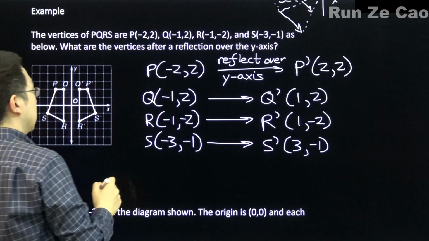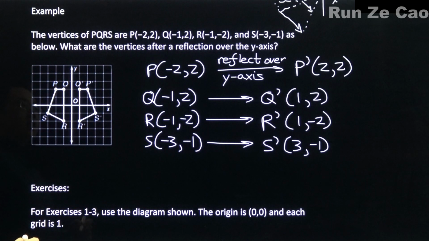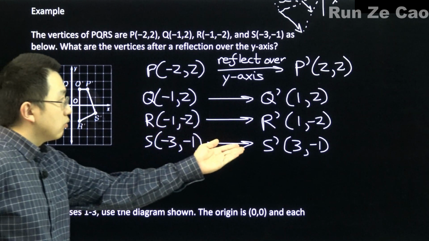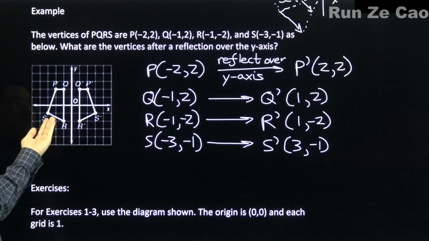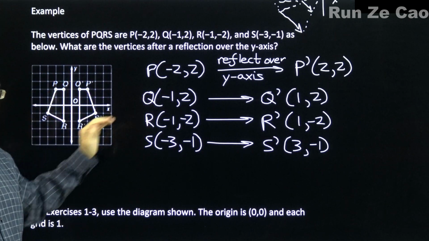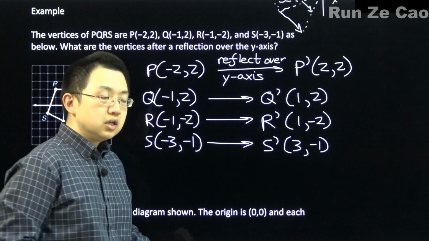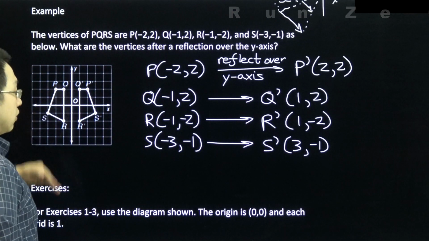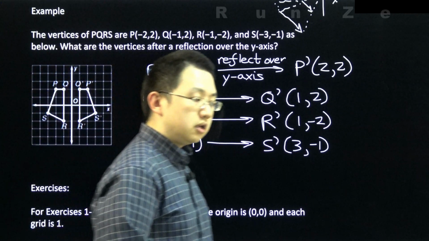And that's it. Now let's look at our diagram. Oh hey, it matches what we expected, which is that by flipping over the y-axis, the y-coordinate doesn't change, but the x-coordinate changes sign.